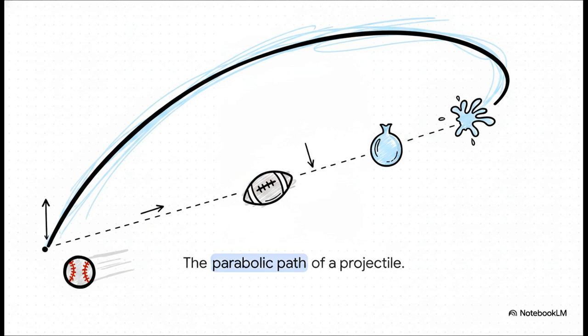Look at that beautiful curved parabolic path. This is the trajectory that literally any thrown object takes, whether you're tossing a baseball, a football, or a water balloon. Once it leaves your hand and is in flight, it becomes a projectile. But why does it make this specific curved shape instead of just a straight diagonal line?